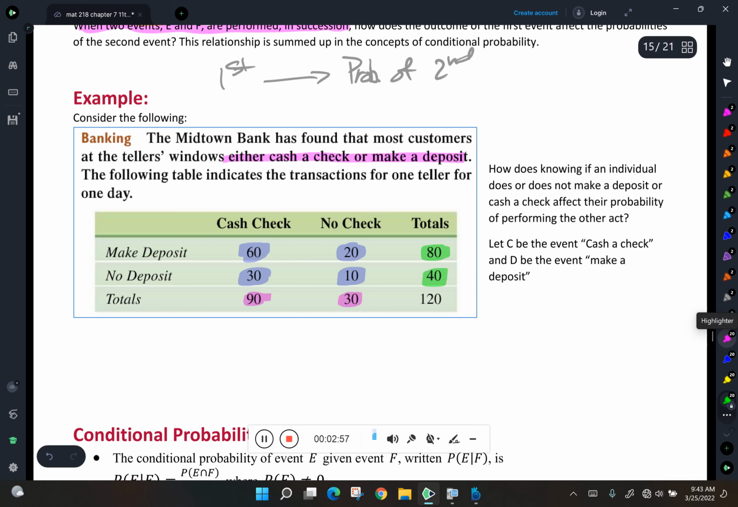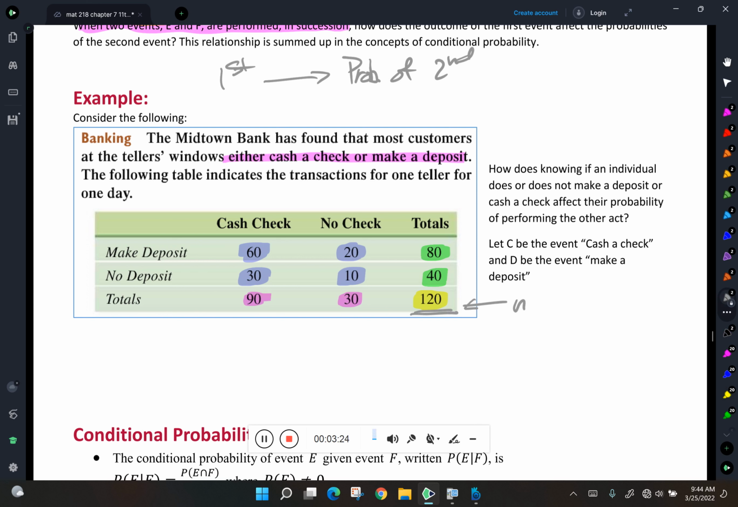And then we have a number down there in the right-hand corner. Let's use yellow for that. What is that going to be? That's the total number of people who either cashed a check or made a deposit or did some combination of those things. So in terms of the experiment, that's the total number n. That's our sample space that we're working with here.